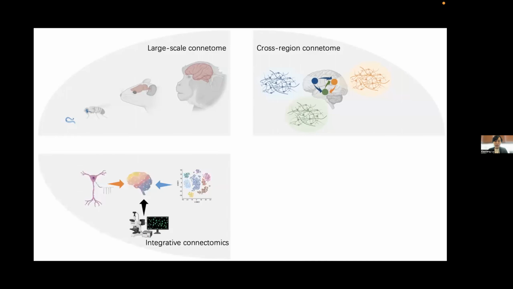And as the complexity of the nervous system is also reflected in its molecular diversity, to better interpret brain functions from the connectome, we need to integrate other information into connectomes, such as molecular identities of neurons. So how to realize that will be one of my main focuses for future research.